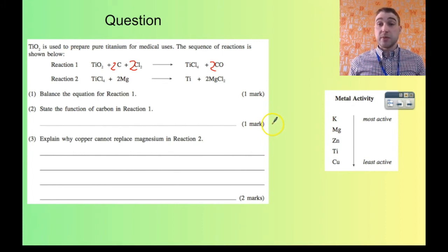So today on Flipping Science, we looked at different methods of producing metals based on their activity.